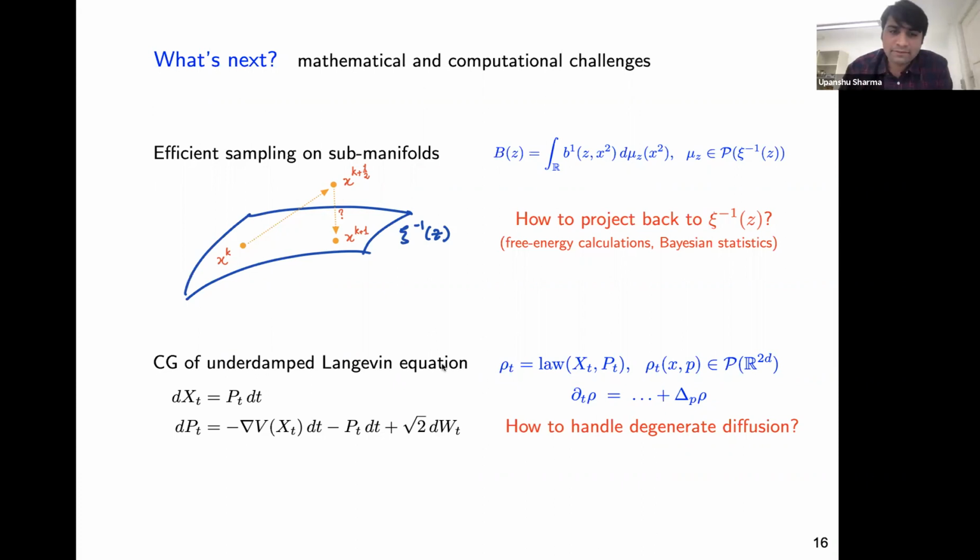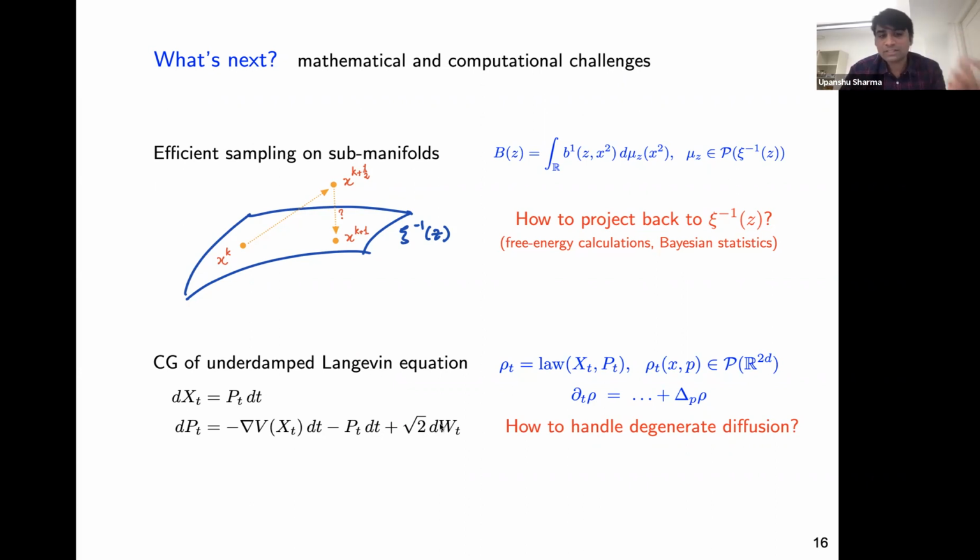The second question, which hopefully tickles you a bit, is that physicists often don't want to work with equations which have non-degenerate diffusion. So they want to work with what is called the underdamped Langevin equation, where you have xt, which is the position of your system, but also pt, which is the momentum. So each particle has a position and a momentum. And then they add noise only to the momentum variable, right? Now, this is really tricky mathematically.